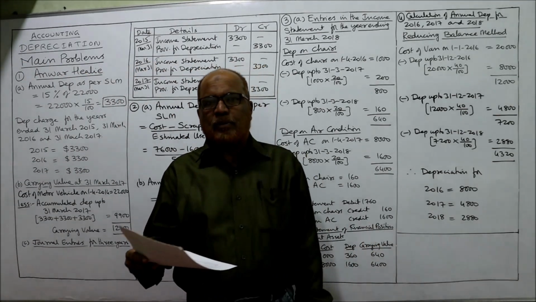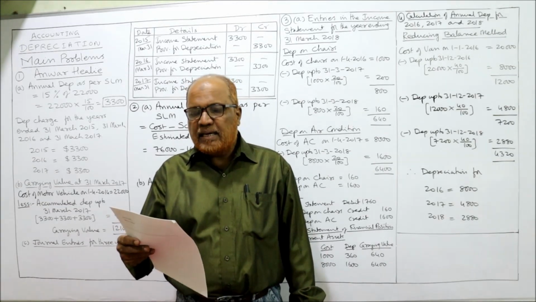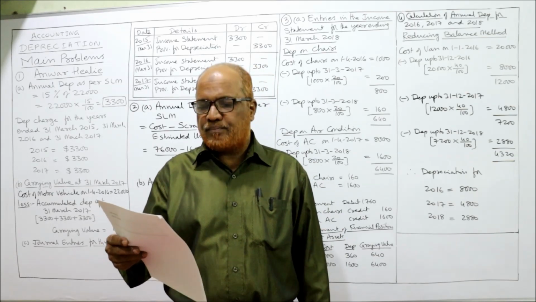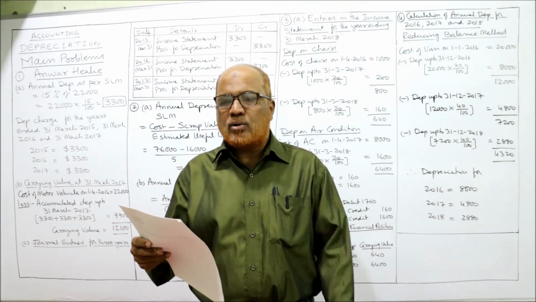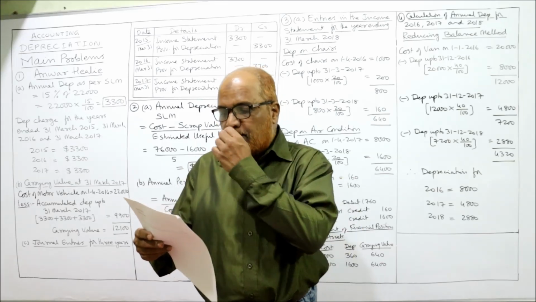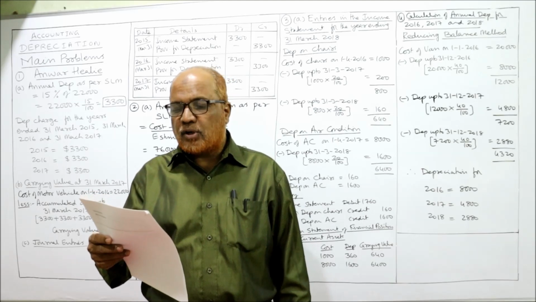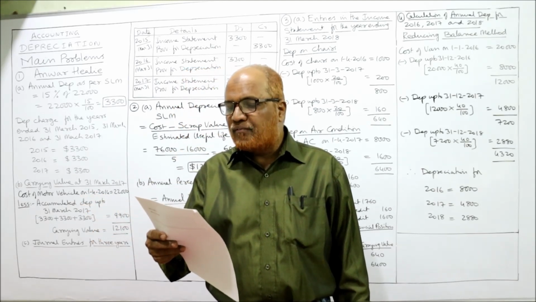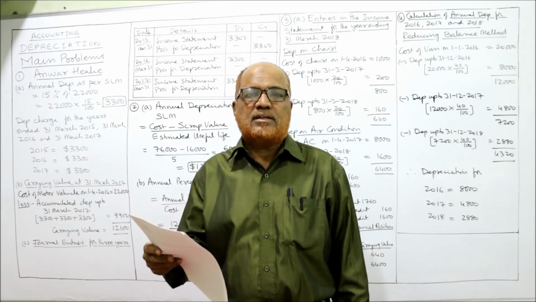Now, see the first problem. Problem number 1, main problems. Anwar Healy produces his accounts to 31st March each year. Anwar Healy is the sole trader and he is closing the accounts on 31st March each year. He bought a motor vehicle on 1st April 2014 for $22,000. Depreciation is to be charged at 15% each year using straight line method.